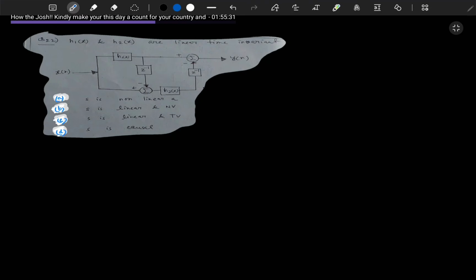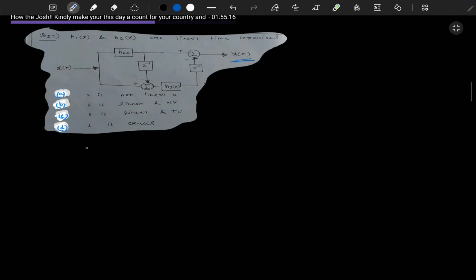If you want to see the solution, like what is yn, you can simply use ChatGPT. It will come, I'm not pretty sure, but nearly like this only. So these are linear and time invariant, so the overall block is time invariant.